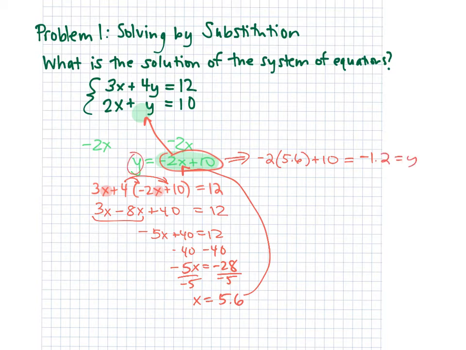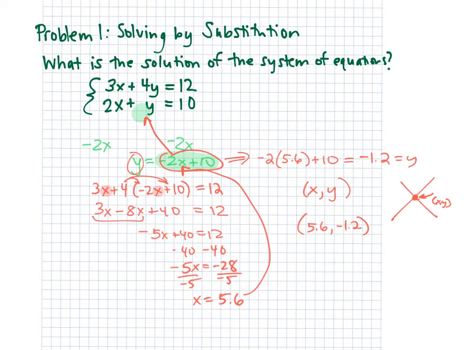So we're going to put the answer as a point, right? Remember, when we were solving by graphing, that would be a point, and our answer is x comma y. In this case, it's going to be 5.6 comma negative 1.2. Okay, and then I won't do this right now just because it will take too much time, but you can just plug these in here and check them, see that they work.